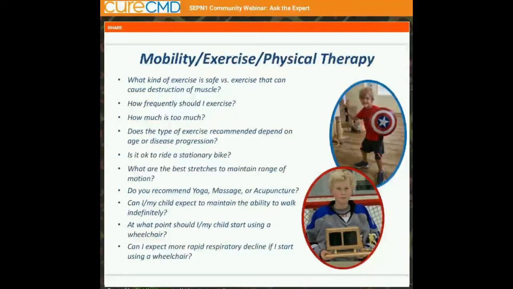But they are still very few, so we cannot draw definite conclusions as to the prognosis, the lifelong prognosis for one individual patient. We cannot guarantee that the walking ability is going to be stable throughout life, but this is true for most of the congenital muscle conditions, I would say. And as for at what point should I start using a wheelchair, I would say it depends on the individual needs.